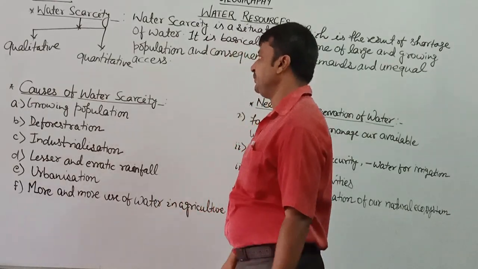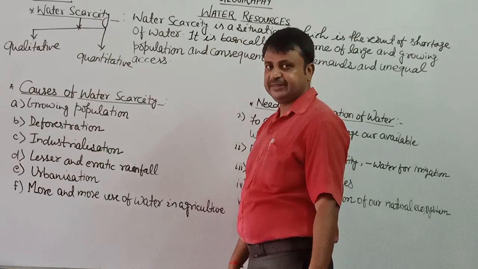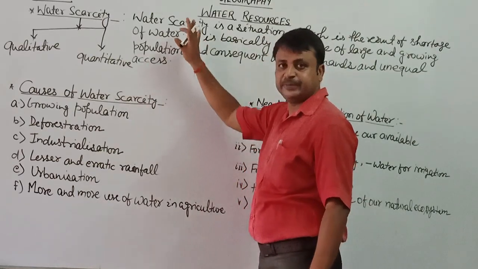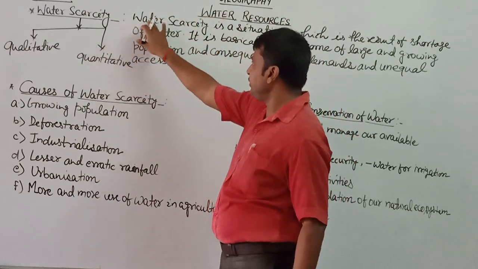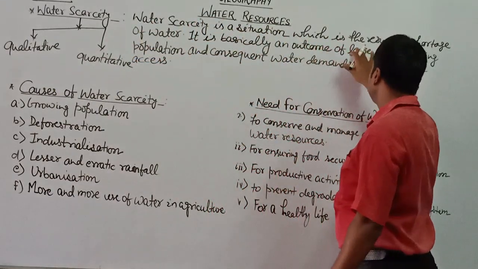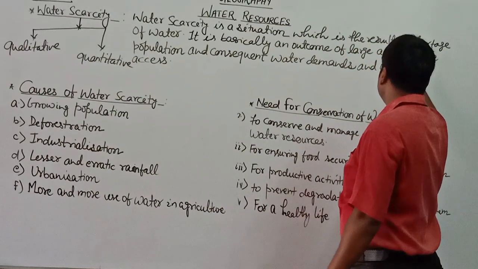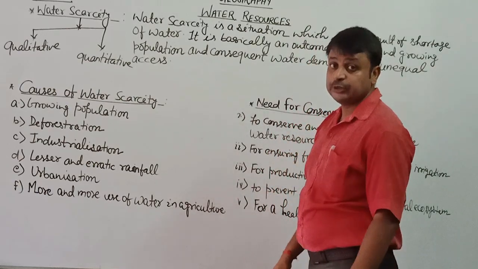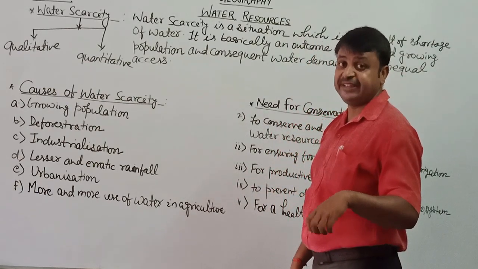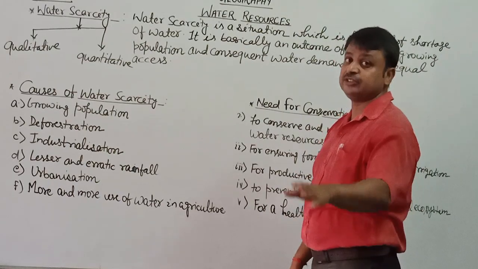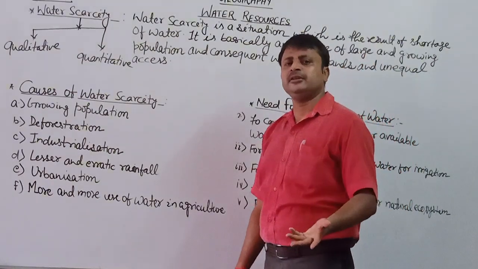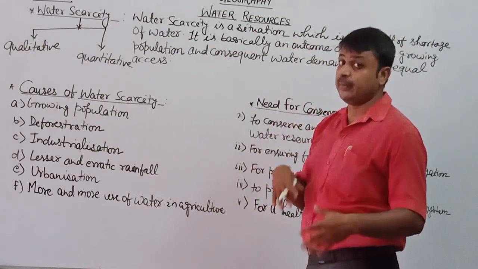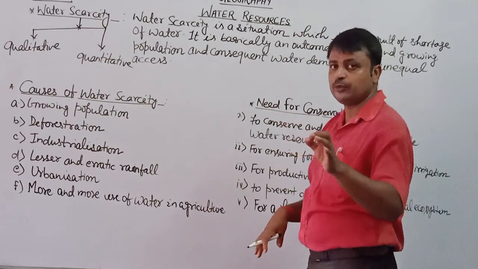Now students, let's see what we have discussed. I have just transformed our discussion in the form of words, some statements. Water scarcity is a situation which is the result of shortage of water. How does it occur? When the supply of water is less than its demand, it leads to the scarcity of water, and scarcity of anything. When there is a difference between supply and demand, when supply is less and demand is high, it leads to scarcity. So it is in the form of water.